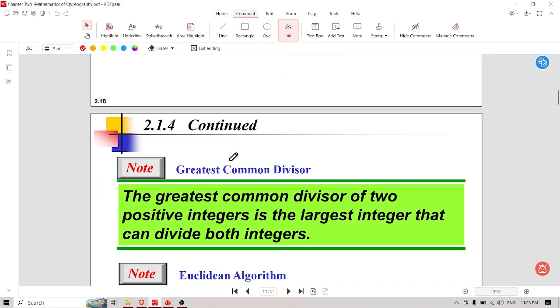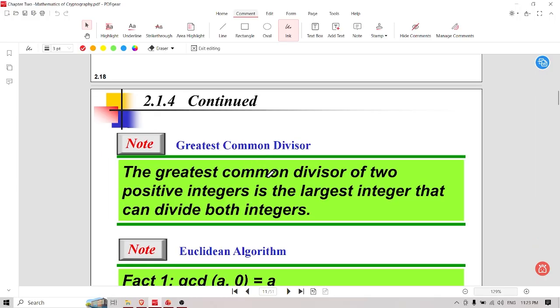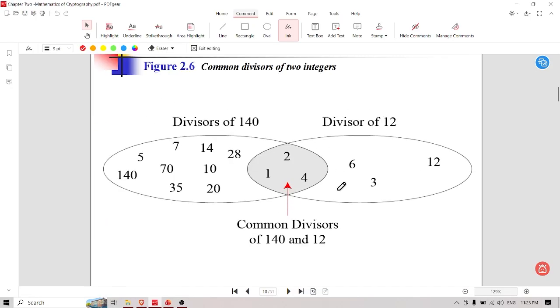Now we have a note, and it says the greatest common divisor of two positive integers is the largest integer that can divide both integers. What do I mean by this? In here, the GCD, greatest common divisor, between 114 and 12 would be 4. Why? Because in this set, the number 4 is the greatest one that both of these integers can be divided over.